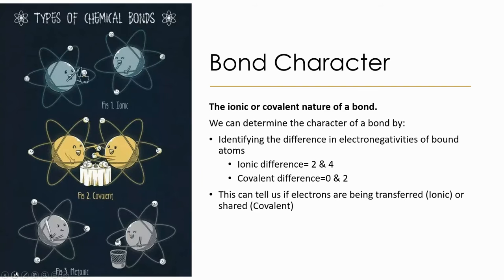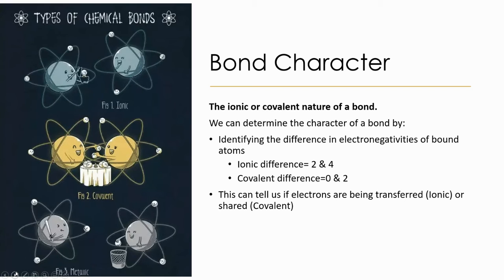Okay, so when we're talking about bond character, we're talking about the ionic or covalent nature of a bond. So this is what type of bond we're looking at. Is our bond ionic? Is it covalent or is it metallic? And today we're really going to focus in on covalent, but let's talk really quick about how we can identify bond character.